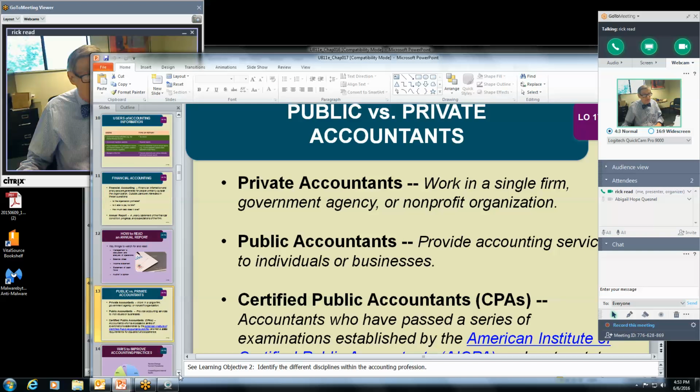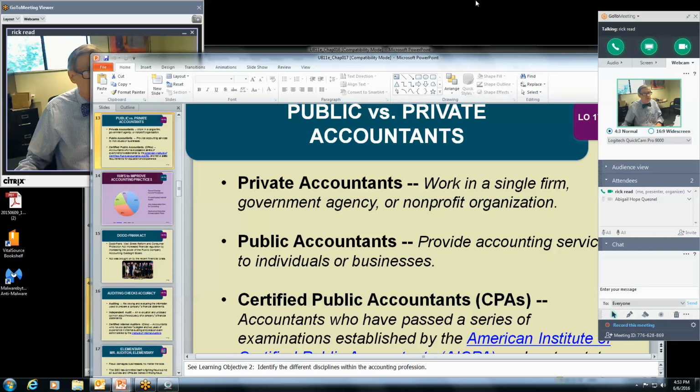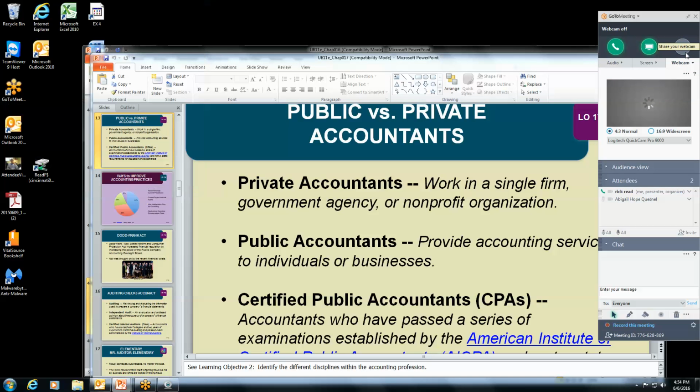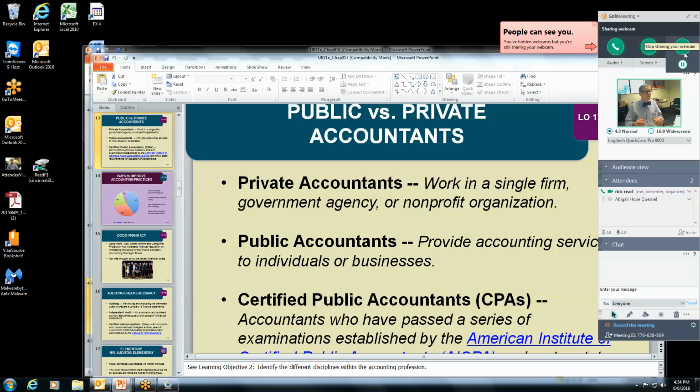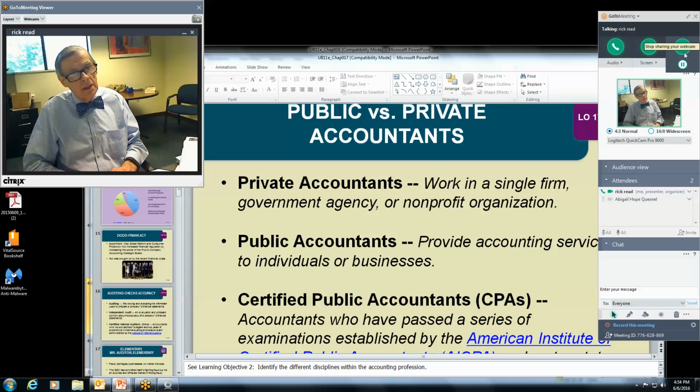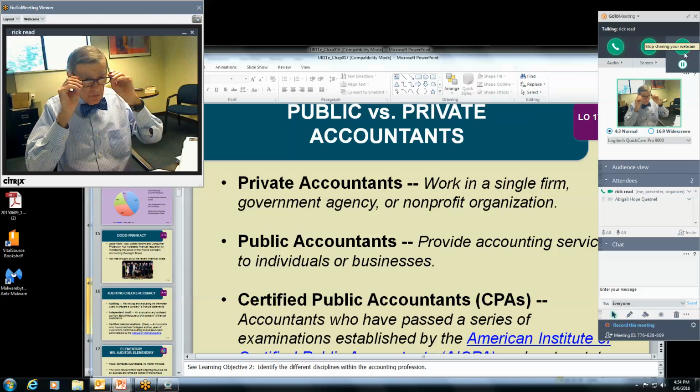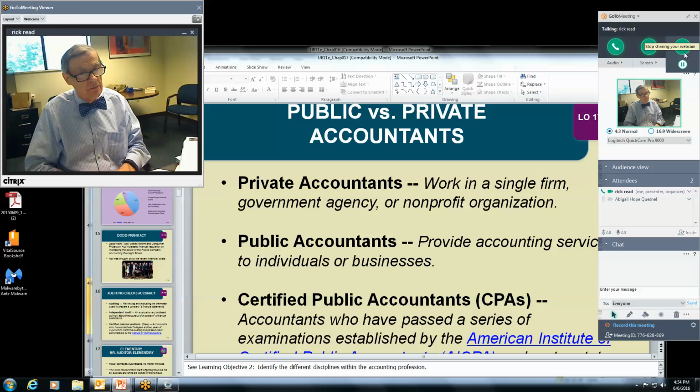We have a number of different types of accountants, public versus private. A private accountant works for a single firm. A public accountant usually has, obviously, or should have, more than one customer. It can be both individuals and businesses.